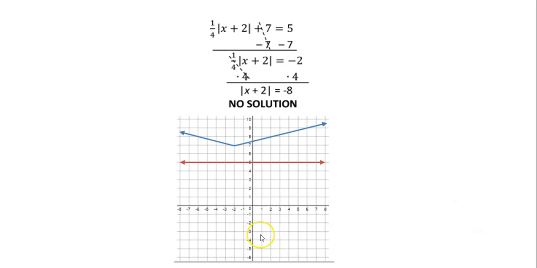It looks like this. So there's no solution, much like when we've seen systems of equations in the past. There's no solution if the two graphs don't intersect. And here, the two graphs don't intersect because we have 5 right here, and then we have 1/4 times the absolute value of x plus 2, plus 7, right here. There's no solution because there's no intersection. And that is how you solve absolute value equations with graphs and algebraically.